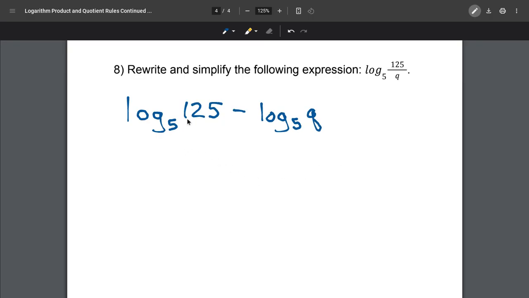Okay, log base 5 of 125, well, we got to ask how many 5's do we multiply together to get 125? Well, if we do 5 times 5, that gives me 25, so we're not there yet. But if we multiply by 5 again, we get 125, so we have 1, 2, 3 5's. So this is 3. We don't know what q is, so we're going to leave this as 3 minus log base 5 of q.